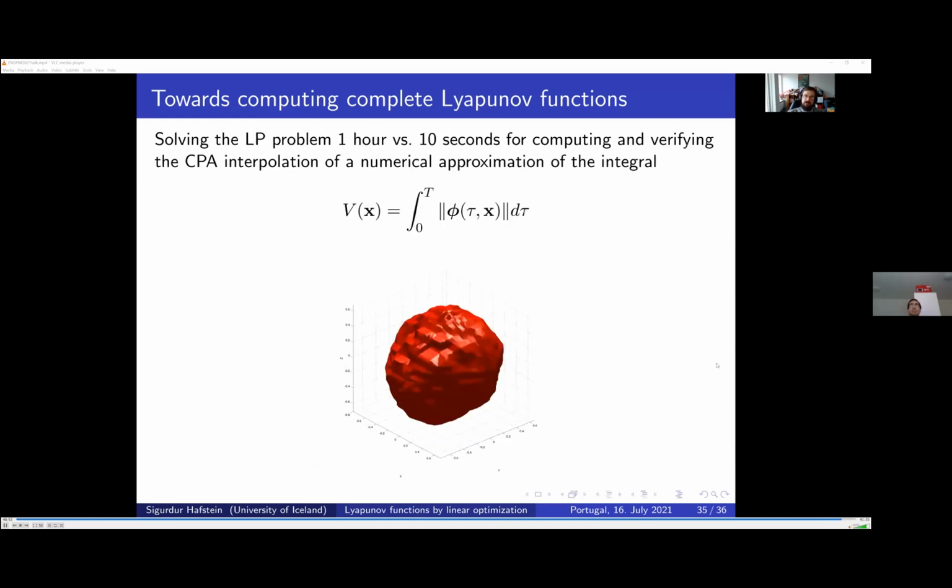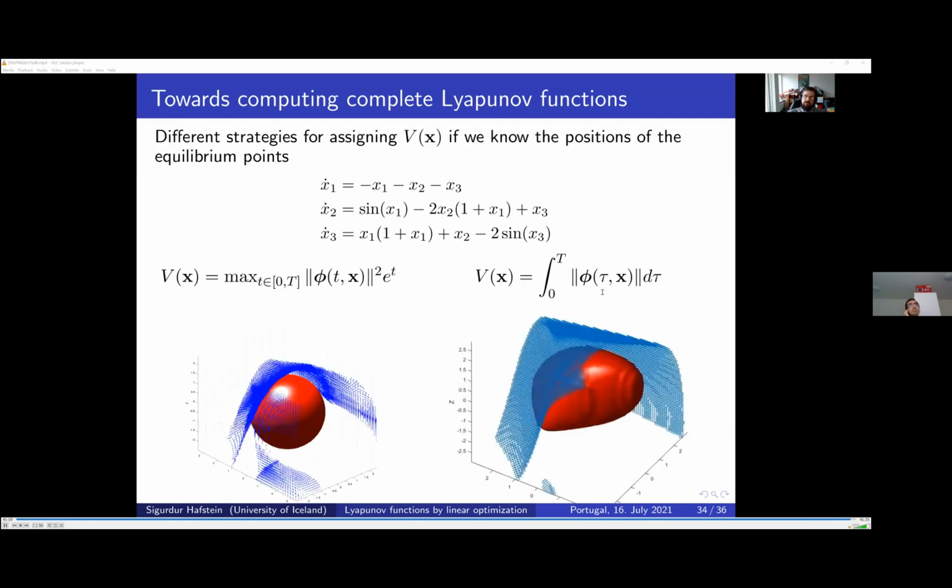And it's quite dramatic how much faster this is. So you can take the same system and actually solve the linear optimization problem. On a particular computer, it took 1 hour, and this was the largest level set we got from that. So everything starting in here would go to the equilibrium at 0. This took 1 hour in comparison to 10 seconds for the computation of each one of those. So, the results are better.